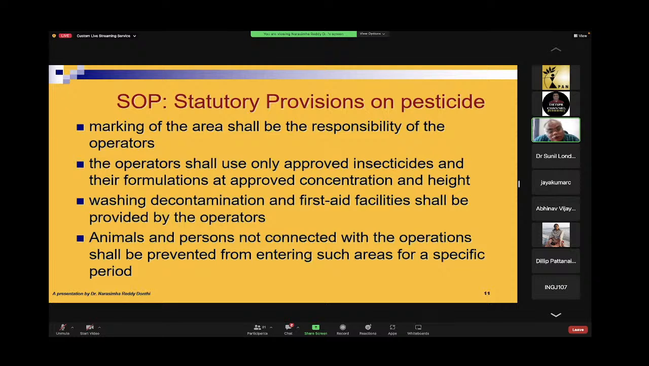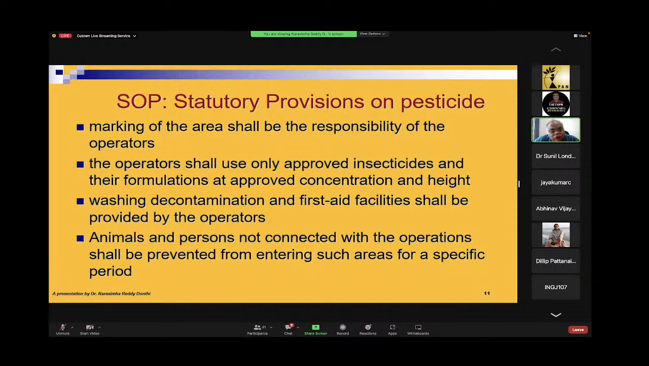The operators shall use only approved insecticides. Now this again gives leverage over the farmer. Instead of the farmer deciding what kind of pesticide they can use depending on their experience, now they are saying the operator will use approved insecticide. So this is where I think again the farmer's sovereignty is taken away.